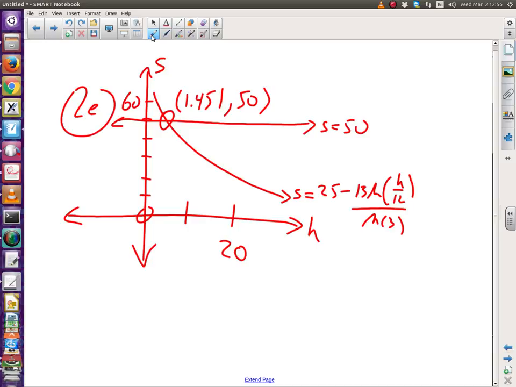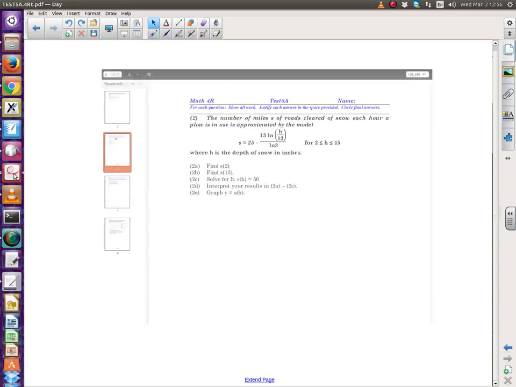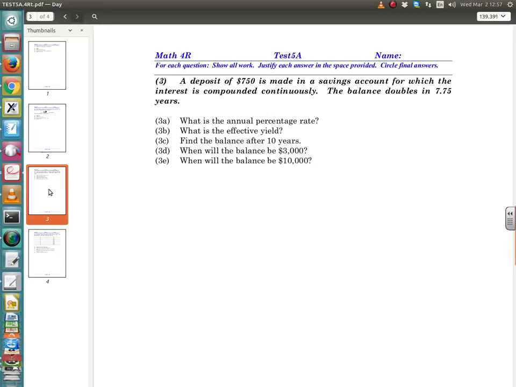Okay, here we go, number 3. All right, now this is what we didn't get to do in class. There it is, number 3. This is like PERT, okay? And if it's not PERT, it's that other formula, P0 times 1 plus R over N to the NT. Or it's PERT, P0 times E to the RT.